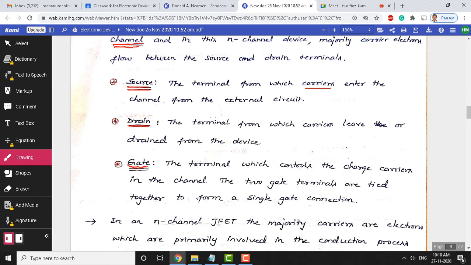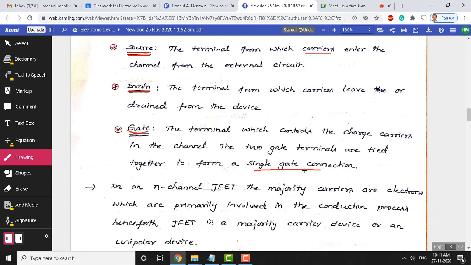The two gate terminals are tied together to form a single gate connection. So, we have shown that with the help of a wire we have connected two gates and made a single gate, because the control becomes very easy if you make a single gate connection.